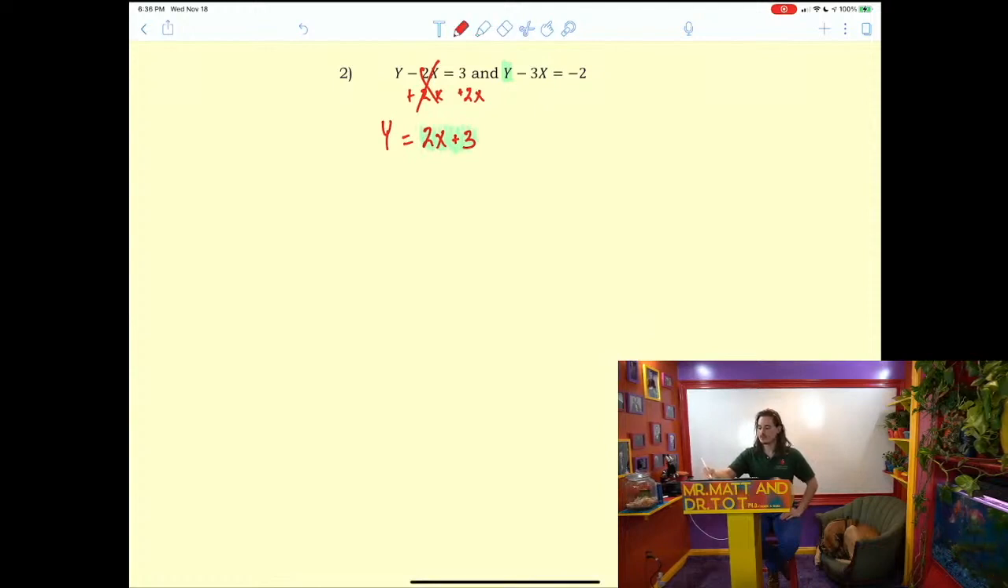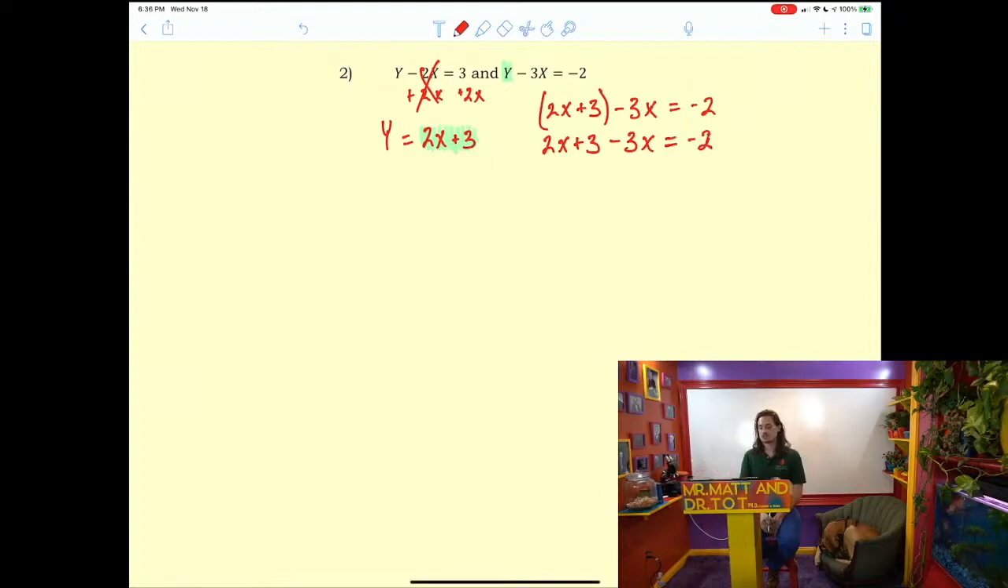So I'm going to have, in the second equation, (2x plus 3) in parentheses minus 3x is equal to negative 2. Now I don't have a negative sign in front of the parentheses. It's behind the parentheses, but that's applying to the 3x. So there's not a negative sign out front of the parentheses, so I can just remove the pair of parentheses and consider this as 2x plus 3 minus 3x is equal to negative 2.